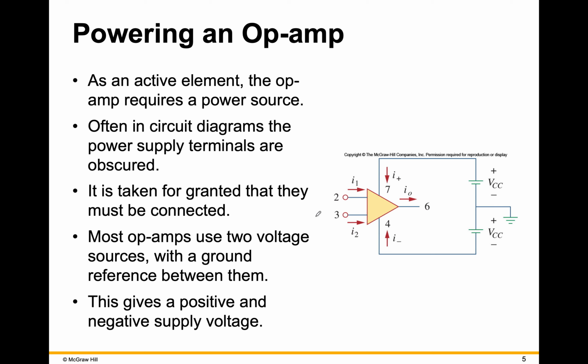It's taken for granted that they have to be connected, and typically these connections are not shown in the circuit schematic. Most op amps use two voltage sources, as we said, with a ground reference between them and a positive and negative supply voltage. An op amp is referred to, by the way, as an active element, and it does require an external power supply. So the op amp does nothing if it doesn't have this power supply connected to it.